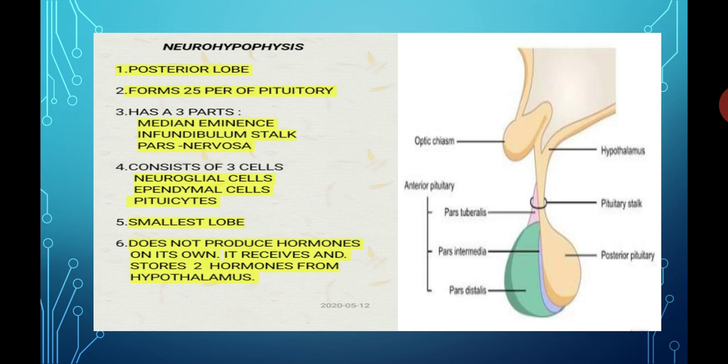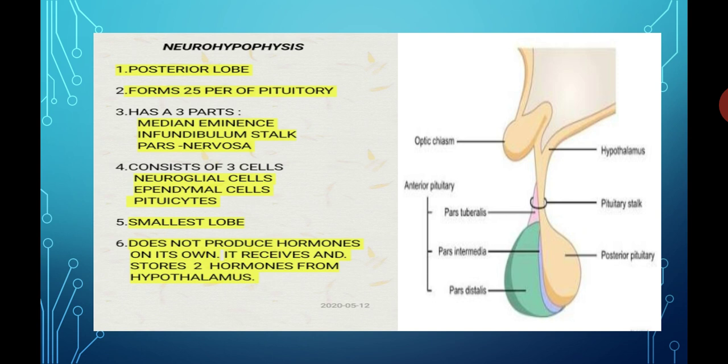Student, the most important point related to the neurohypophysis is that it does not produce hormones of its own, but it receives and stores two hormones which are secreted by the hypothalamus. So the hypothalamus secretes two hormones. Those hormones are received and stored by the neurohypophysis, but the neurohypophysis itself does not produce any type of hormones.